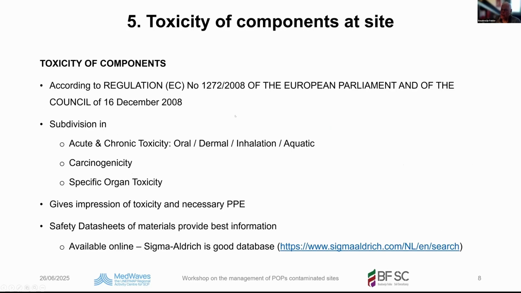Toxicity, according to regulation number 1272 of 2008 of the European Parliament and the Council, division into acute toxic, chronic toxic, and then you have oral, dermal, and inhalation, aquatic, carcinogenic, and specific organ toxicity. These are the subdivisions of toxicity, and this gives an impression of the toxicity and the necessary personal protective equipment. Safety data sheets of material provide the best information. Available online. Here, this is the link to safety data sheets. Also in your guidelines, these are available.